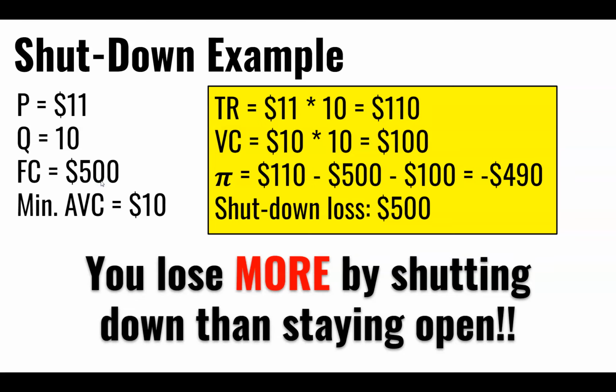If, however, the price was $11 at a quantity of 10, fixed cost of 500, our minimum average variable cost was $10.